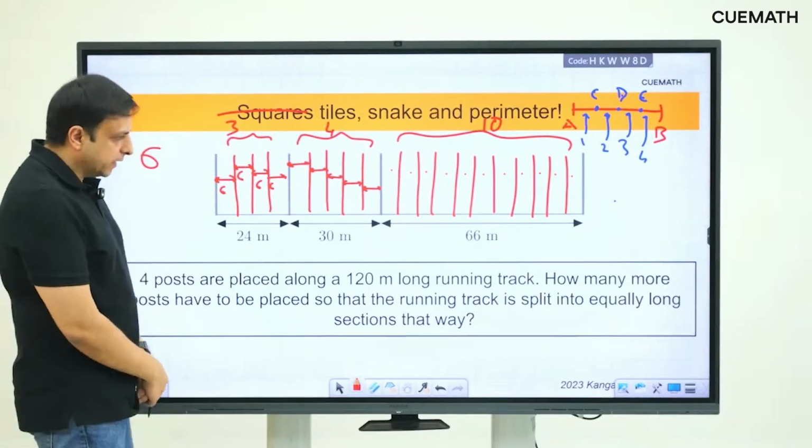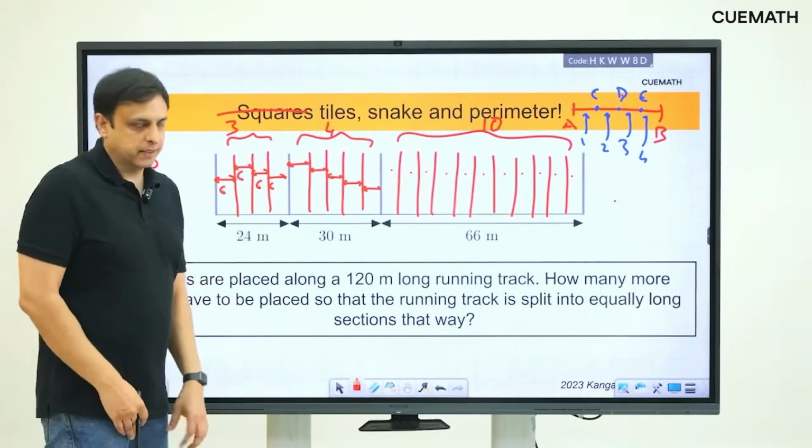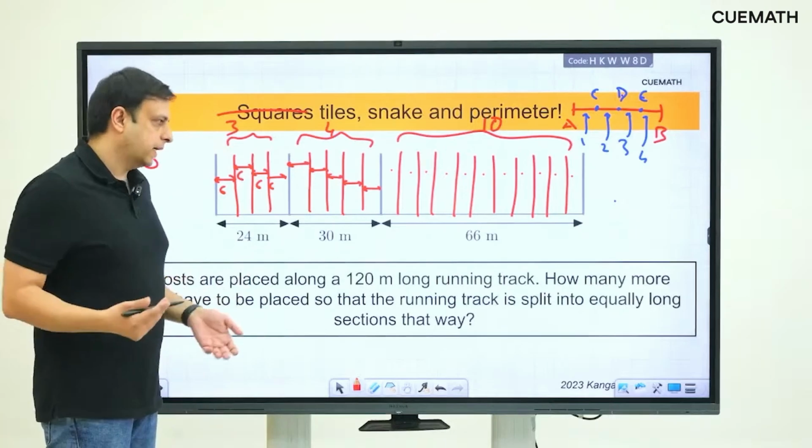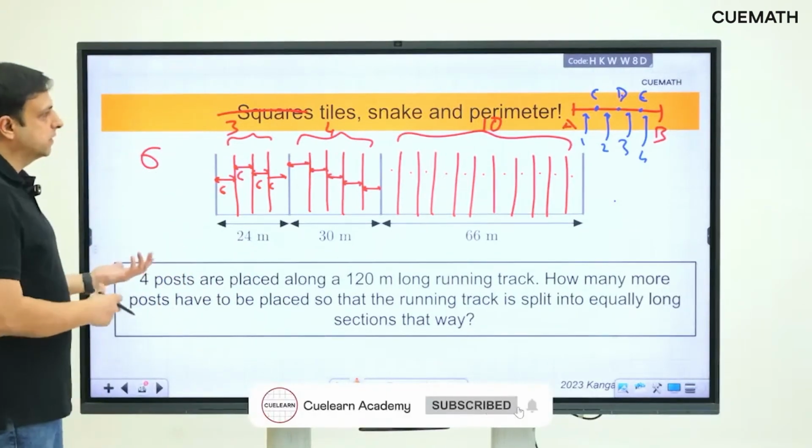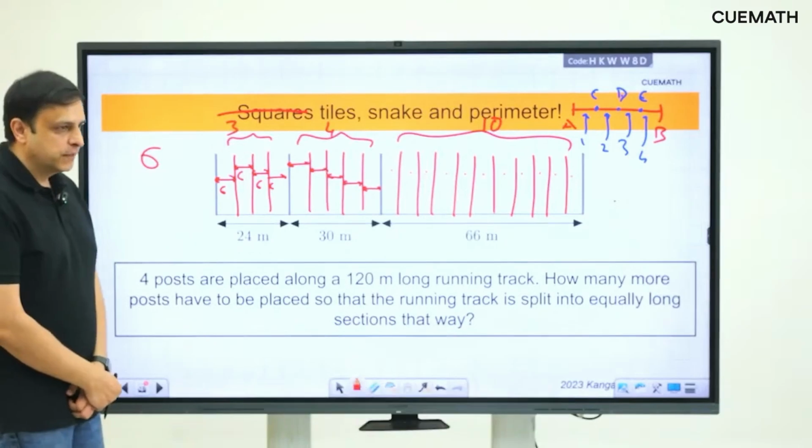So once again an actual Kangaroo Math question, a bit challenging, but this is aimed at students of your level, so you need to master the art of solving such problems.